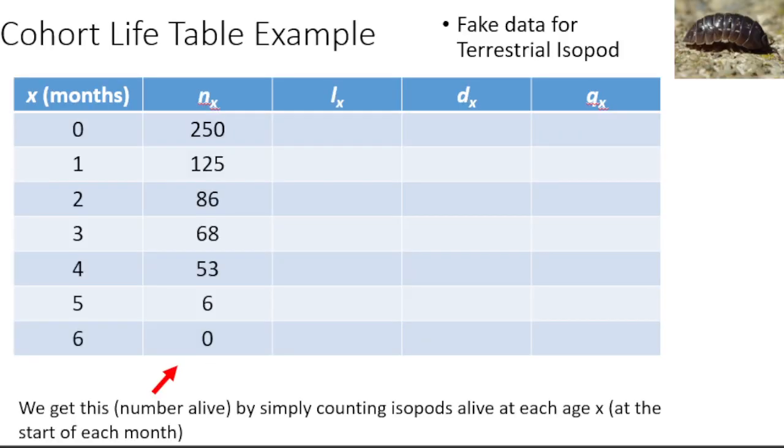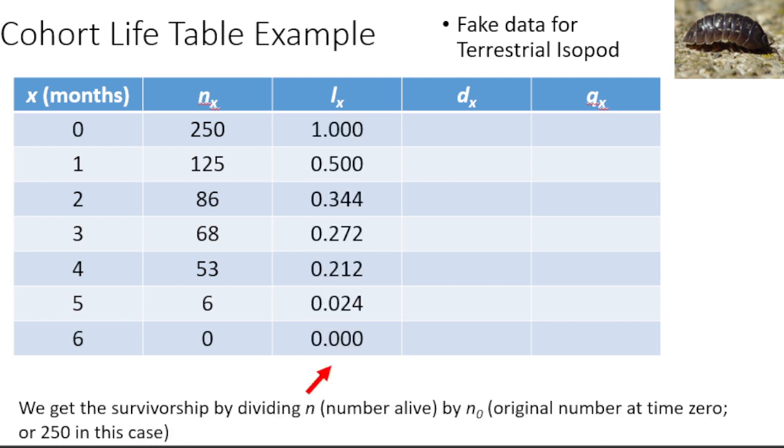So to go over this, we can see some fake isopod data here. So X, which is in months, so from 0 to 6 months. And then we have N, which goes from 250 to 0. And you can see in the 6th month there are zero isopods left. So you can see for LX that you get this from dividing N by N0, which is the original number at time 0, or 250.